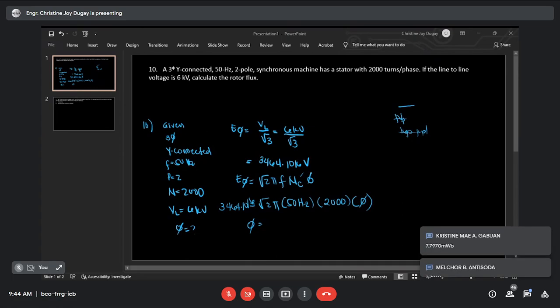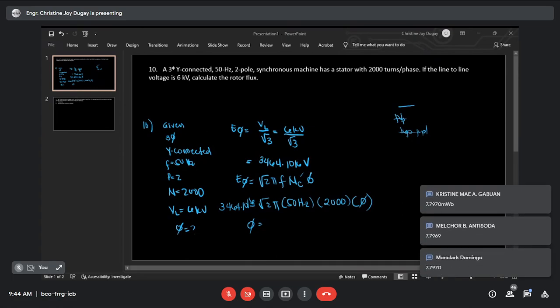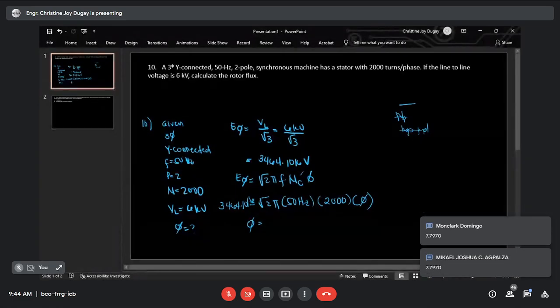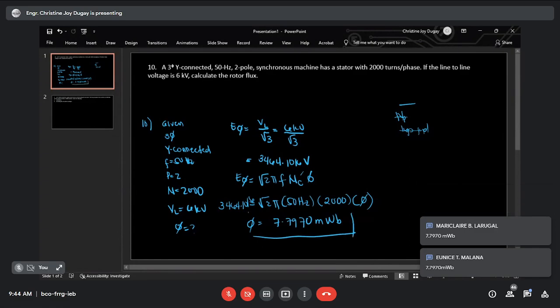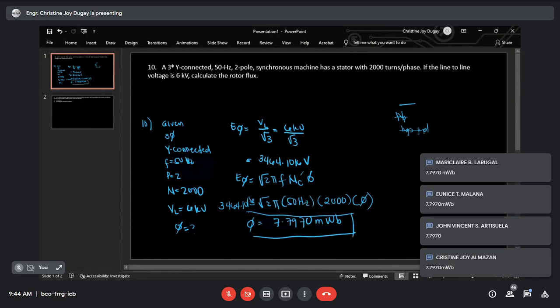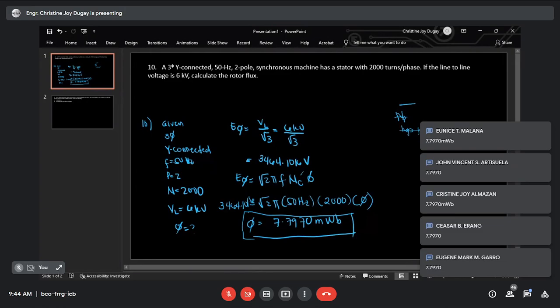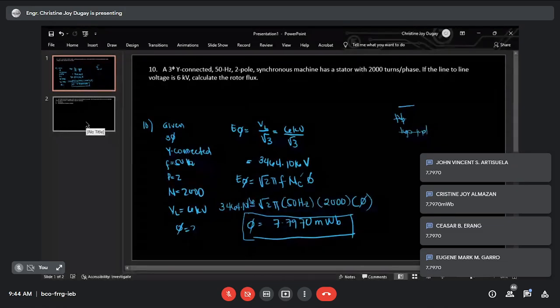7970. Anong mas tama? 7970 or 7960? Malapit lang naman. Maybe hindi lang siguro yung iba. Pero yan na po yung sagot. Pwede na rin. Okay? Any questions for number 10?